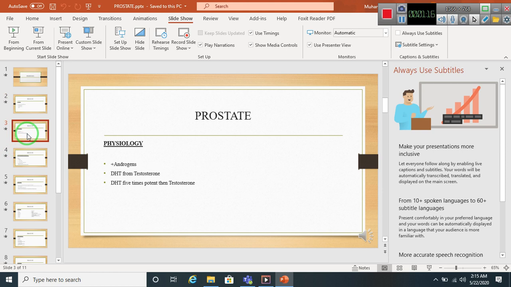The physiology: these glands secrete hormones. The hormones contain the androgens. Dihydrotestosterone is developed from testosterone, and dihydrotestosterone is 5 times more potent than testosterone. So this is actually the function of the prostate gland, that it secretes androgens, which are the male sexual hormones.